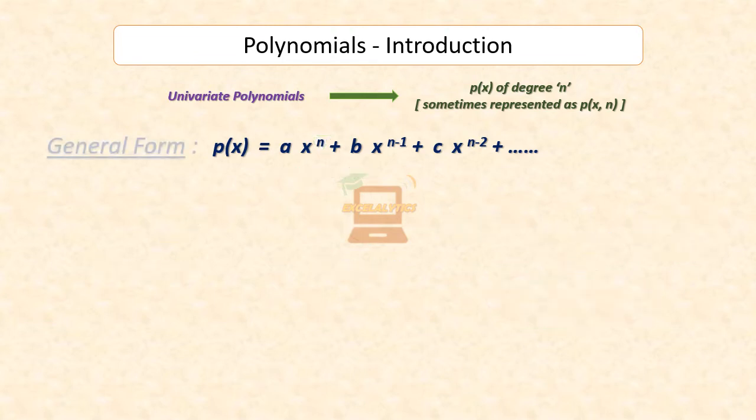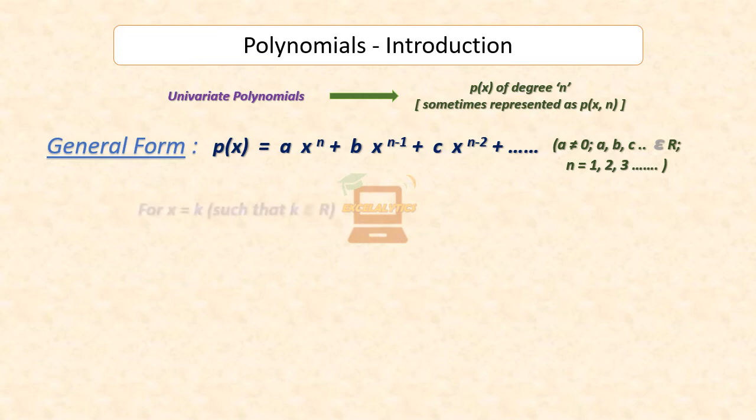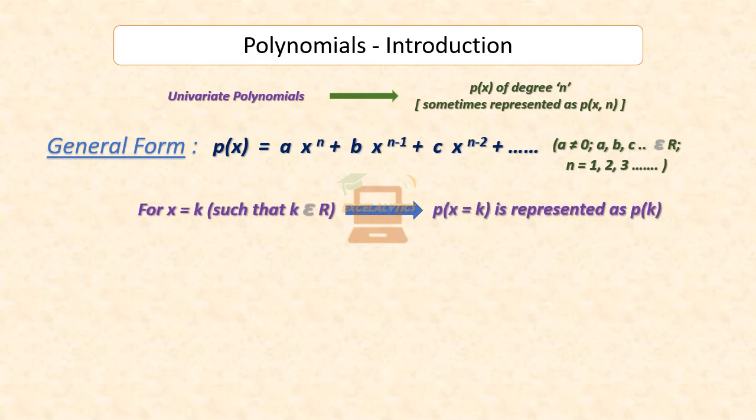In general, we can understand a polynomial of x with degree n to be of the form a times x to the power n plus b times x to the power n minus 1 plus c times x to the power n minus 2 plus so on, where a is non-zero and a, b, c and so on are real numbers. If p of x is a polynomial in x, and if k is any real number, then the value obtained by replacing x by k in p of x is called the value of p of x at x equal to k, and is denoted by p of k.